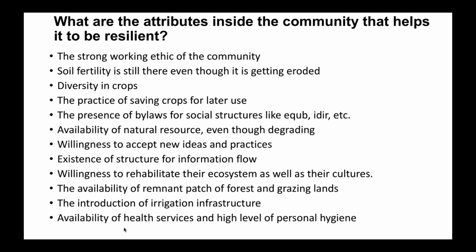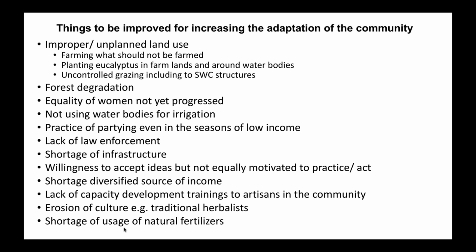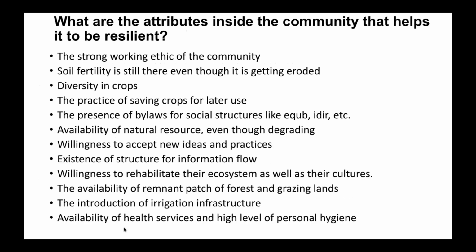That's the question. Work ethic, diversity in crops, soil that is still fertile, practice of saving crops, the bylaws in the community, which is very critical. Availability of natural resources, willingness to accept new ideas in practice. It's about openness, existence of structure for information flow, it's the mobile phone, willingness to protect the ecosystem, the availability of remnant forest, what I call reserves, the introduction of irrigation structure, availability of health services. These are all good things to be improved for increasing the adaptation of the community.